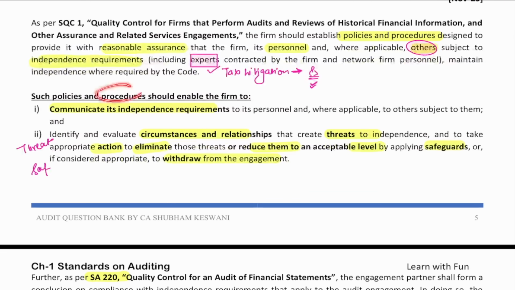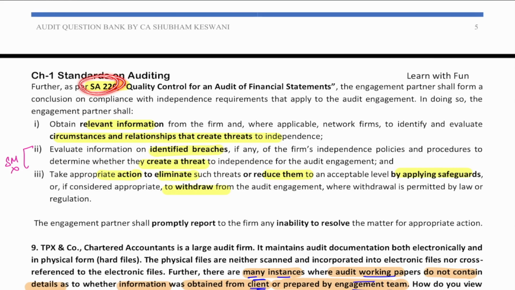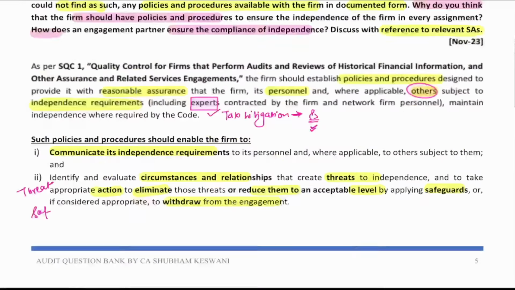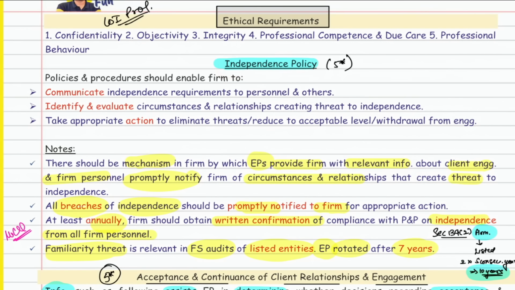Now, sir, policies and procedures are very simple that we discussed. Communicate the independence requirement, then talk about threats and safeguards. Circumstances, relationships create threats. Then safeguards, that is the action to eliminate or reduce. If you are not able to do, then withdraw. Got it, sir. Now, same thing is written in SA 220, just a repetition. Circumstances, relationships, threats. Breaches which create threat. Actions to eliminate, reduce or withdraw. Easy peasy. And lastly, in case you are not able to resolve the matter, then report to the firm. Got it? So please make sure that you do this independence policy part very properly.